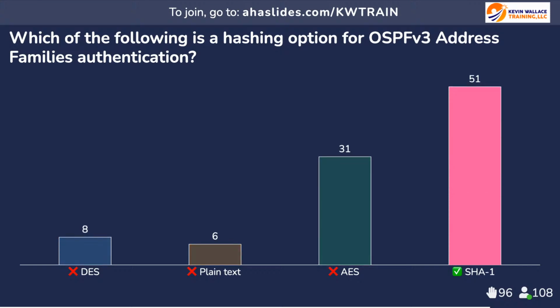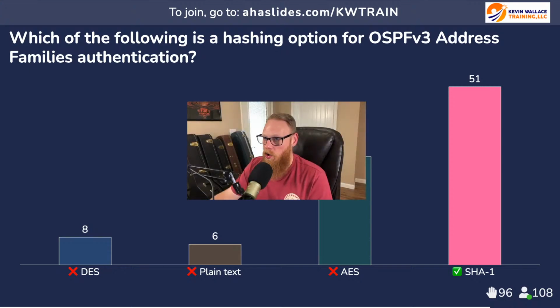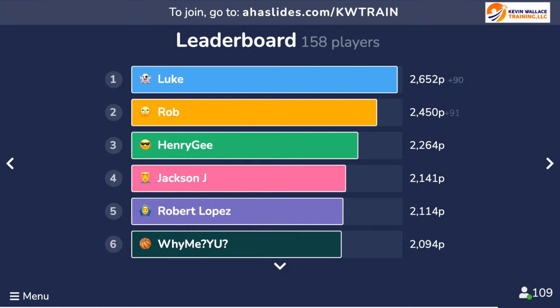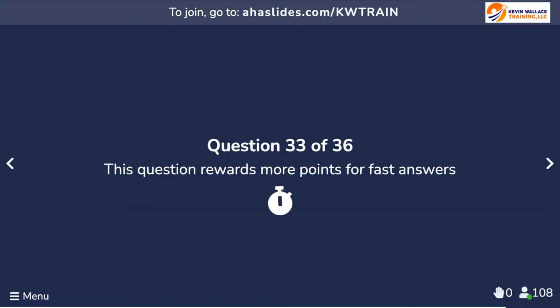And our time is up, and the majority has it. It is indeed SHA-1, Secure Hash Algorithm 1. SHA-1 and Message Digest 5 are the only hashing algorithms supported for OSPF version 3 address families authentication. So nice one there. Good job. Here's the leaderboard. And there's still time for some movement in those top 2 or 3. So let's jump into that next question, number 33.